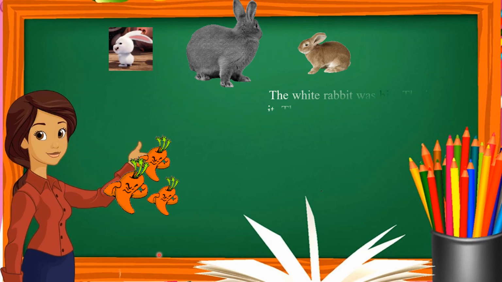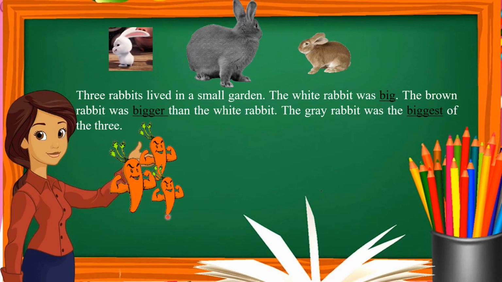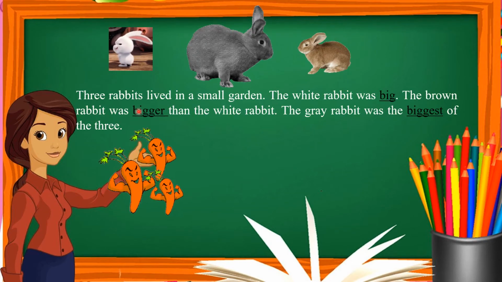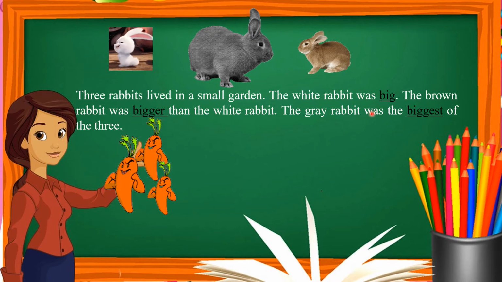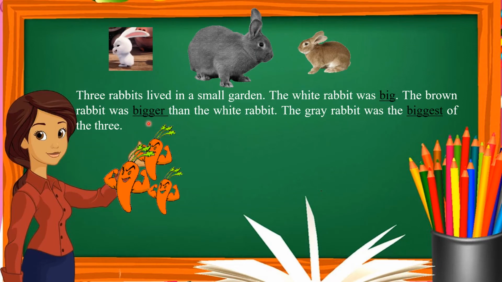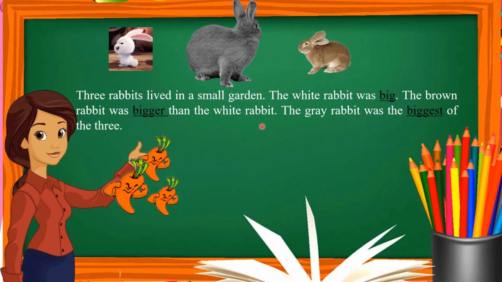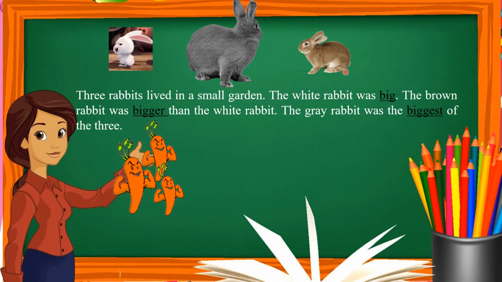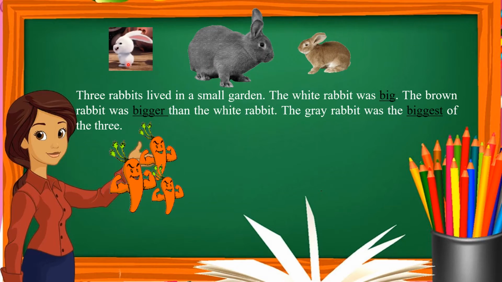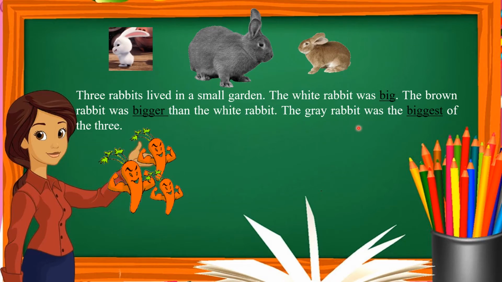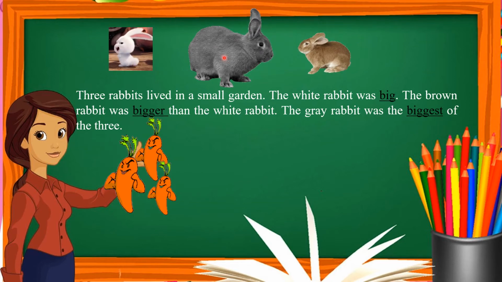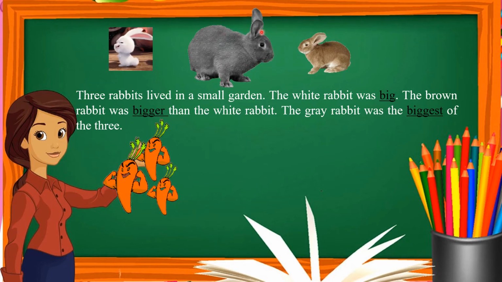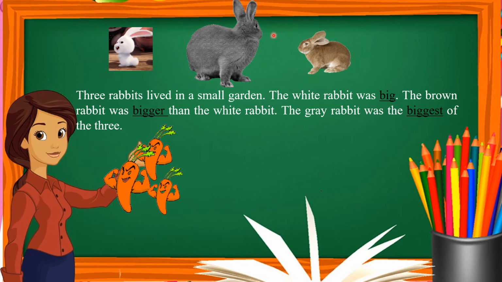Okay. Here. Everybody read. 3 rabbits lived in a small garden. The white rabbit was big. The brown rabbit was bigger than the white rabbit. The gray rabbit was the biggest of the 3. Okay, this is the biggest, the gray rabbit.